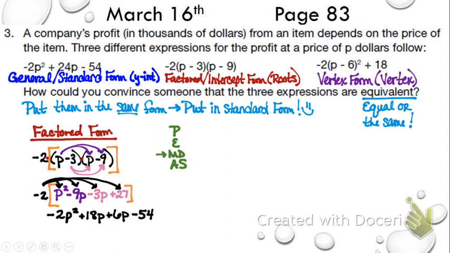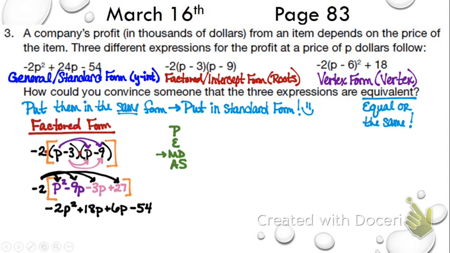Is there anything else I should do to this? P and p. Yes. We're going to add the 18p with the 6p. So I have -2p squared plus 24p minus 54. That's the same as our general form, right? Compare it: -2p squared plus 24p minus 54.